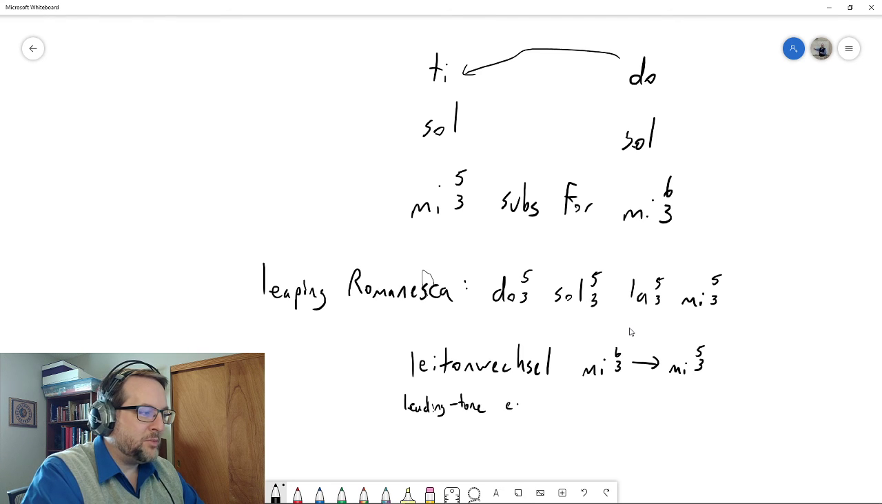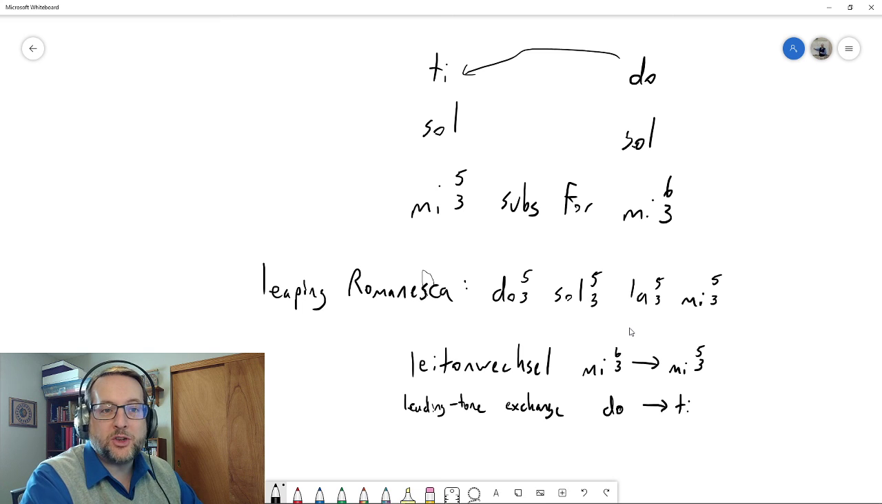Leitton, leading tone. Wechsel, basically exchange, they're trading. And what you're doing is trading the do for the ti. And it's an interesting relationship. Neo-Riemannian theory holds that there are three basic transformations. The parallel: we're used to parallel major, parallel minor, we use that a lot. Relative: we talk about the relative major and the relative minor a lot as well.